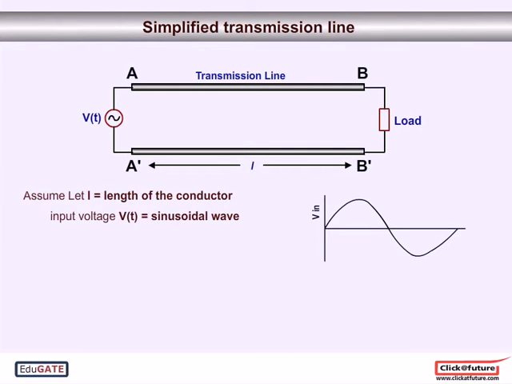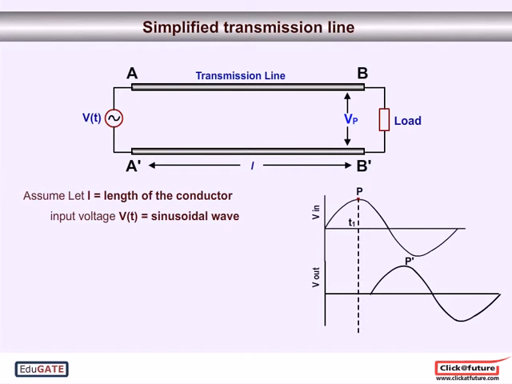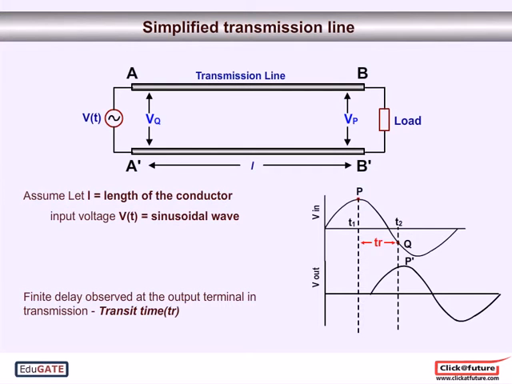Consider voltage Vp, which is transmitted at time t1, but Vp doesn't occur at the output terminal at the same instant. There is always a delay. It will always require a finite delay to appear at the other end. Suppose voltage Vq is transmitted at time t2. Then at that instant of time, that is t2, we get output voltage Vp. This finite delay is called transit time, Tr.